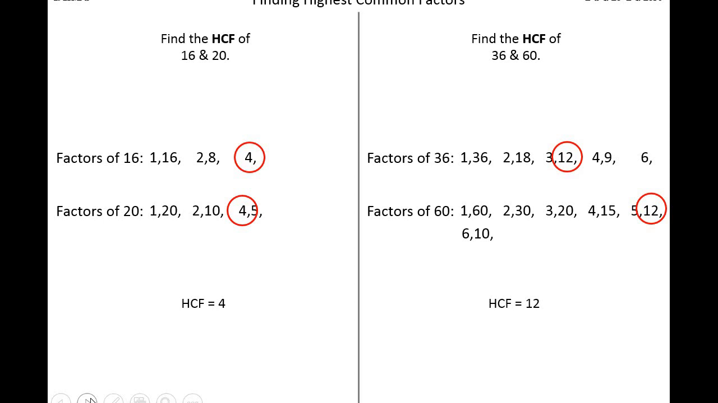So we've covered the lowest common multiples and highest common factors just by listing. So I'll do another video where we use a different method that you may prefer.